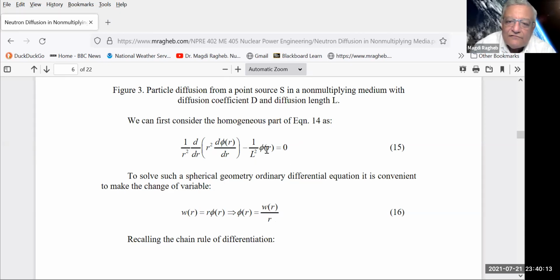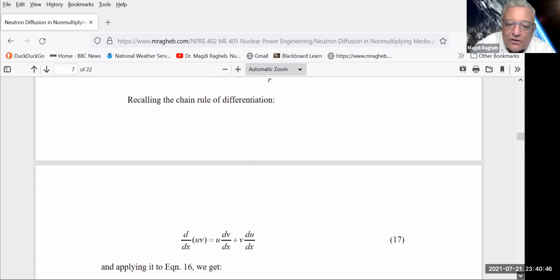Now we have here terms phi of r, so we substitute here w over r for a change of variables. But we have d phi by dr here, and then we multiply it by r squared and take another d by dr derivative. So to take the d phi by dr and substitute in that equation, we meet a little difficulty in that the numerator is a function of r and the denominator is also a function of r. So we can split them into w of r multiplied into 1 over r and apply what's called the chain rule of differentiation.